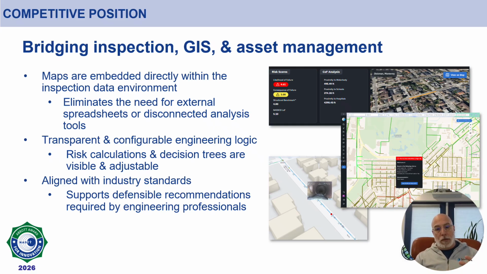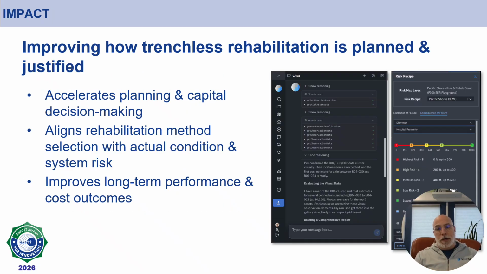Another key point, Risk in Rehab does not require autocode. It works with any PACP dataset. Autocode improves speed and consistency, but it's not a prerequisite. That flexibility matters for utilities with legacy inspection programs. The impact of this approach is measurable in three areas. First, acceleration of capital planning cycles. Utilities can transition from reactive decision-making to proactive prioritization.